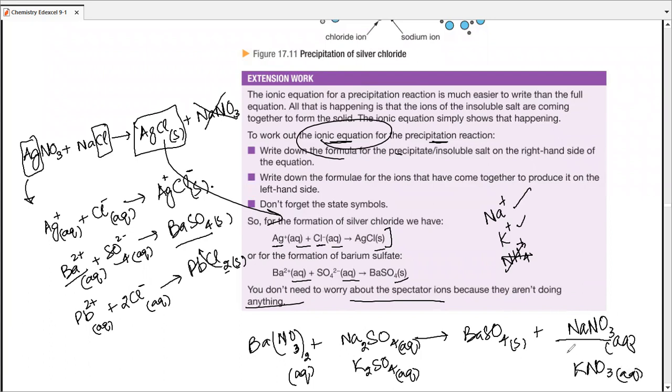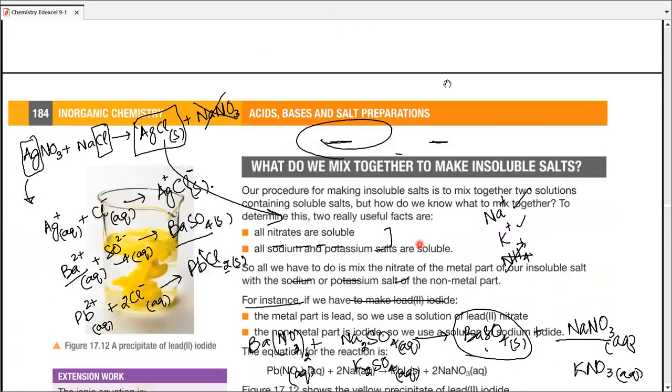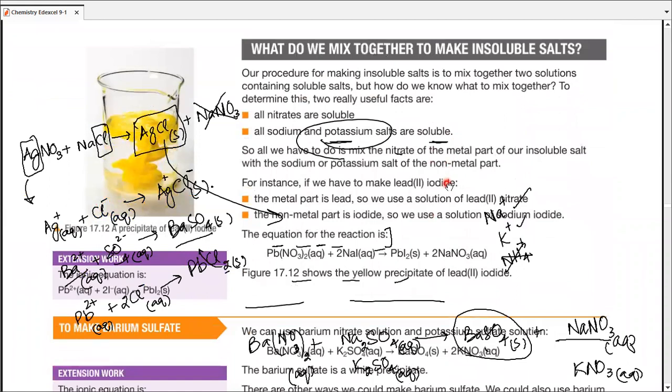So if you remember this technique, even if they tell you this single name and ask you which two aqueous solutions you're going to mix, you would know. One of them would be a sodium-based solution. One of them is going to be a nitrate-based solution. And that's exactly the same thing the book explains in the very next part.